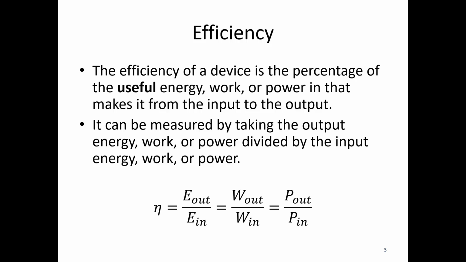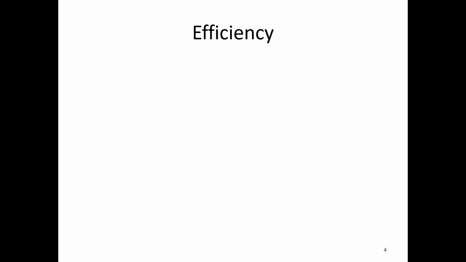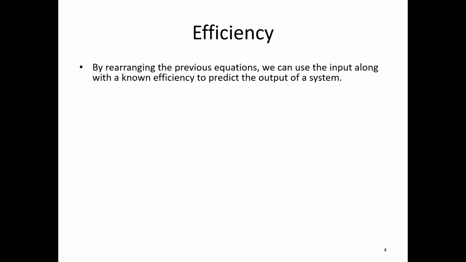So with this, eta, that is the Greek letter eta, is what we use to denote efficiency. So energy out over energy in, or work out over work in, or power out over power in. All of those should be equivalent to one another, so we can kind of use them interchangeably. So by rearranging those previous equations, we can use the input along with a known efficiency to predict the output of a system. So efficiency times power in is equal to power out. Again, we can substitute in work and energy for those in power values.